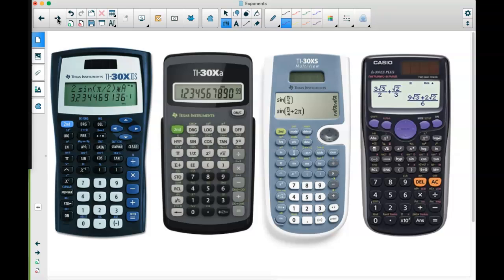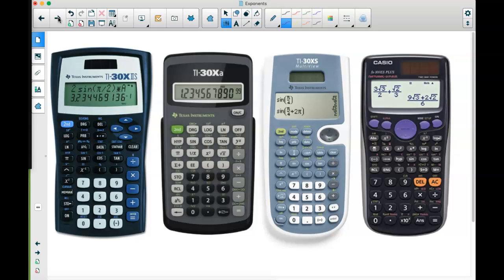Okay, can everybody see my screen right now? If you're on Zoom, look at my screen. I have 4 different calculators sitting there, and hopefully yours looks like one of them, or similar. Some of you have a graphing calculator, but it's similar to one of these. So I'm going to tell you how to use your calculator if you didn't know how.